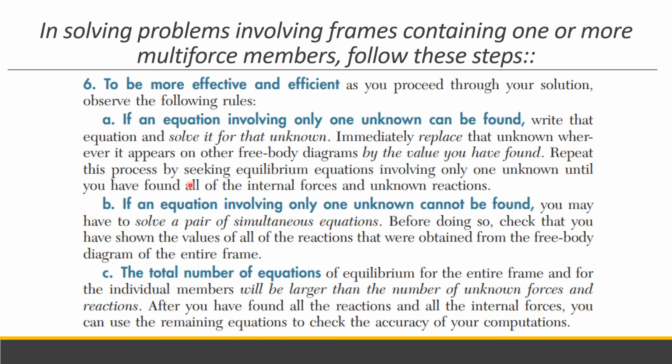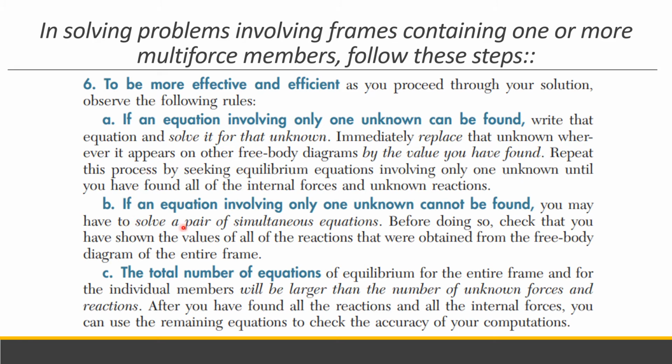So, pag mag-next step na kayo, ilalagay nyo na yung value nung force na yun. So, hindi na yung like FAB. So, pwede na maglagay ng yung magnitude ng force na yun. So, repeat this process by seeking equilibrium equations involving only one unknown until you have found all the internal forces and unknown reactions. So, kagaya sa pag-solve ng joints, so kaya pinipili natin muna yung mga joints where konti lang yung unknown na members kasi mas madali mo siyang ma-solve and ma-apply mo yung equilibrium equations.